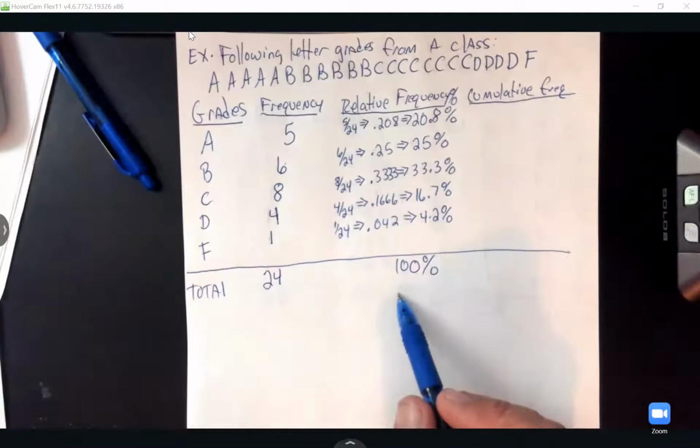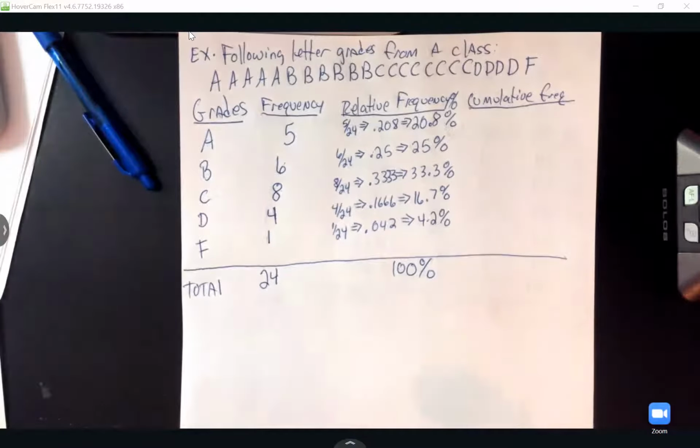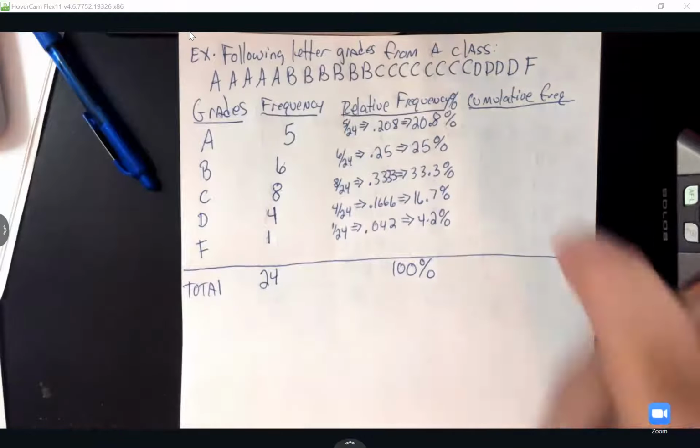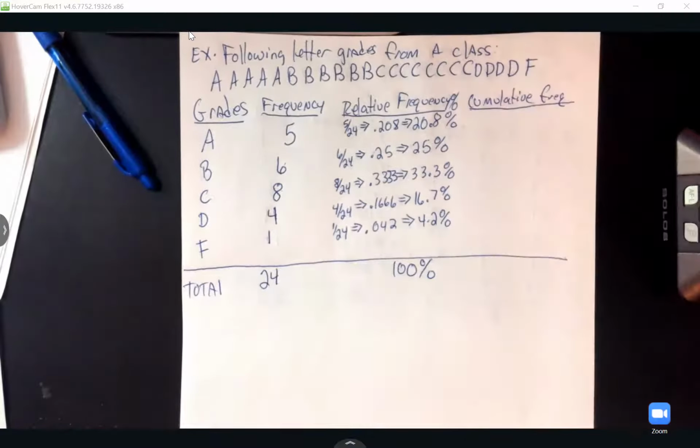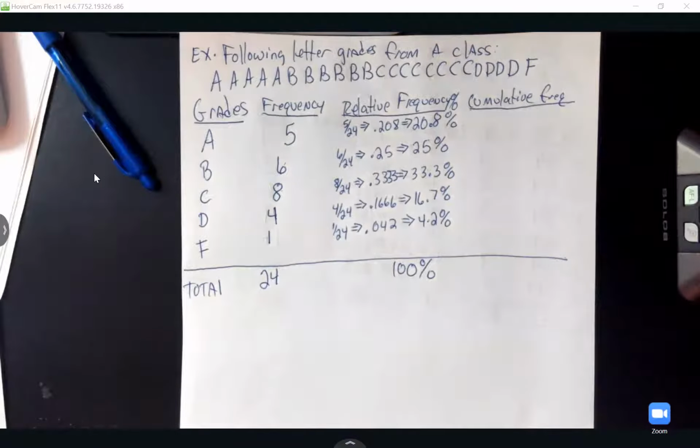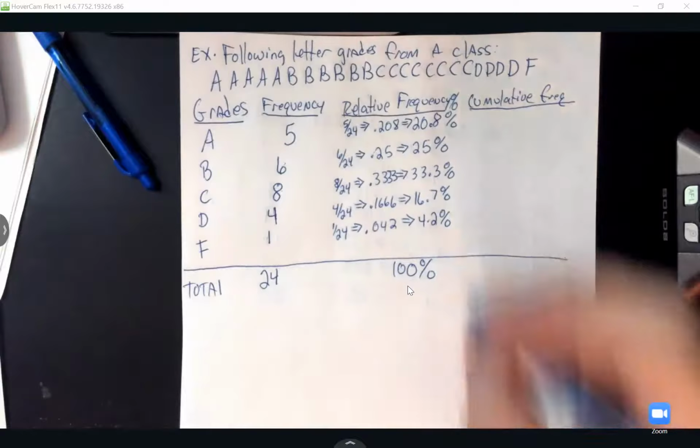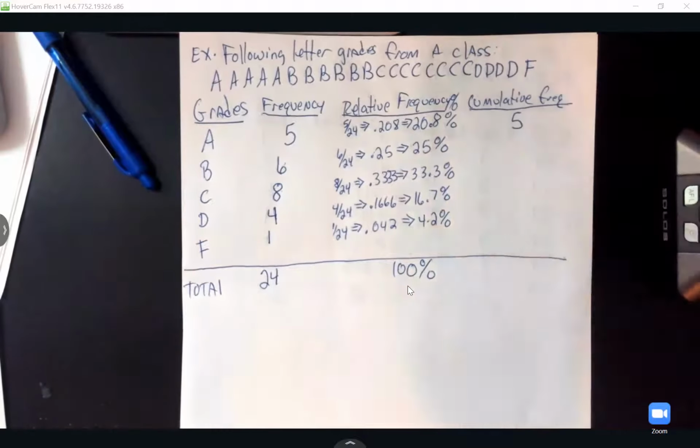Now they don't make you put that in there. I'm doing that so that y'all have a good way to check yourself. So now cumulative frequency. So y'all, what's the first number? So I'm looking for voice or chats. Is it 5? It's definitely a 5.